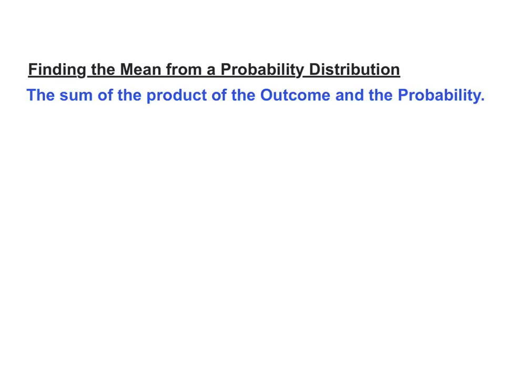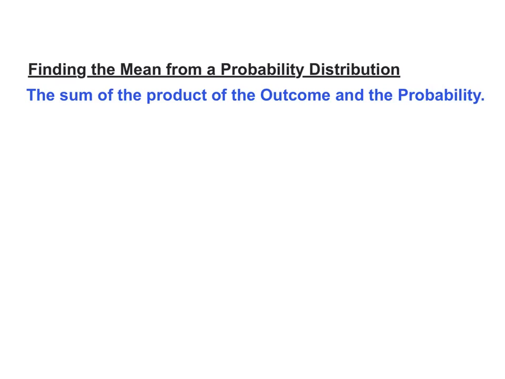And what we're going to do is take the sum of the product of the outcome and the corresponding probability. Okay? So meaning we're going to multiply, that's product, multiply the outcome and the probability and add each one of them up. And that's going to give us our mean. Okay? And what the mean is, it's the averaged probability.